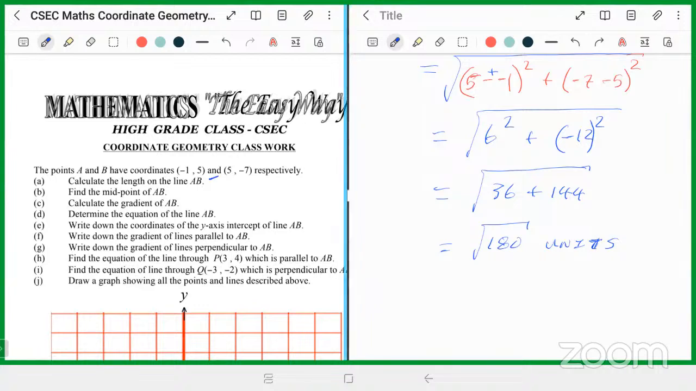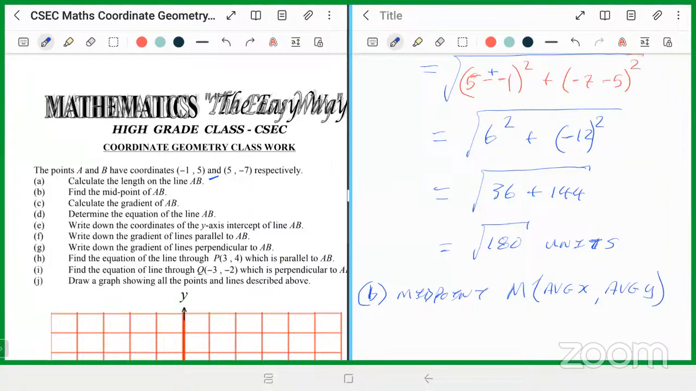The next part we wanted was here, to find the midpoint of AB. All right, so again, that's just a formula that we're going to be using for part B, and we treat the midpoint like an average point. That's an easy way to remember how you get it, by treating it as if it is an average point. So I say that the midpoint, I'm going to give it a capital letter M, is the average of the x values, average x, and the average of the y values, average y. So you're averaging the x values and you're averaging the y values.